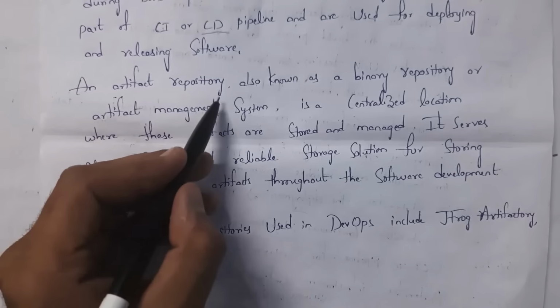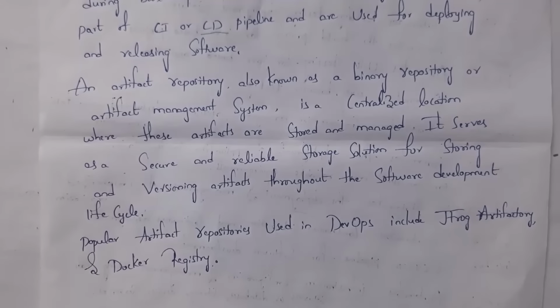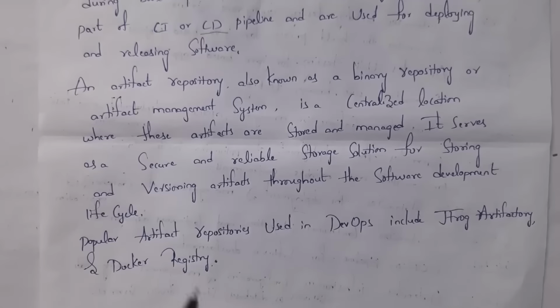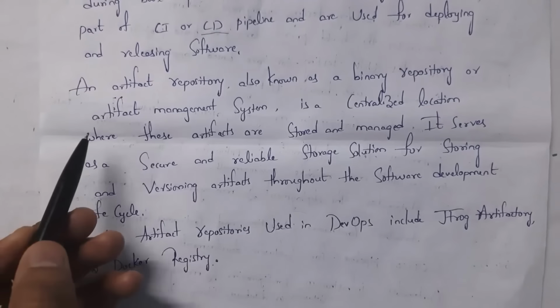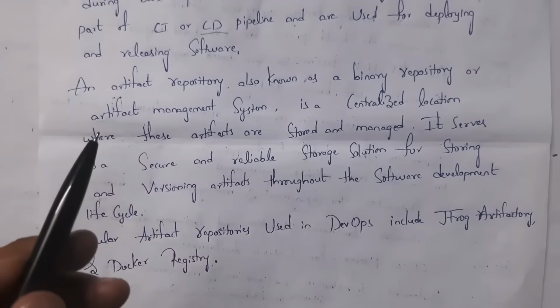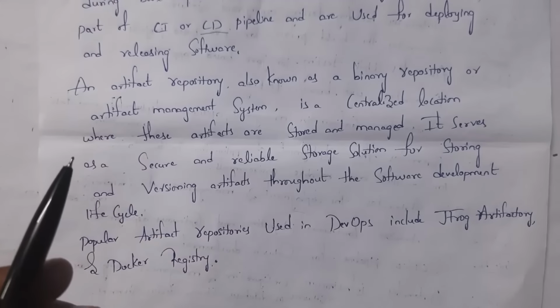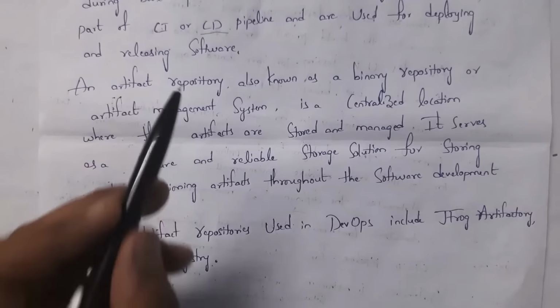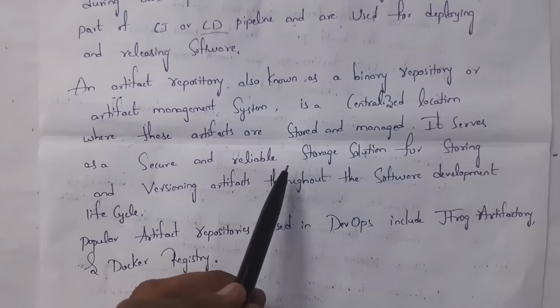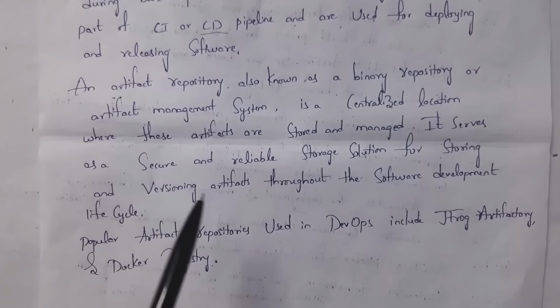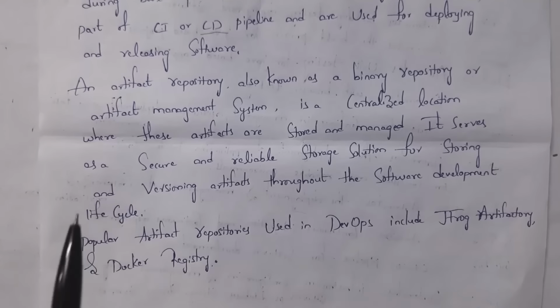And next one is the artifact repository. Guys, this artifact repository is also known as a binary repository, or we can also call it an artifact management system. It is a centralized location where these artifacts are stored and managed. We will store all our artifacts in one location, and we call that location the artifact repository. It serves as a secure and reliable storage solution for storing and versioning artifacts throughout the software development lifecycle.